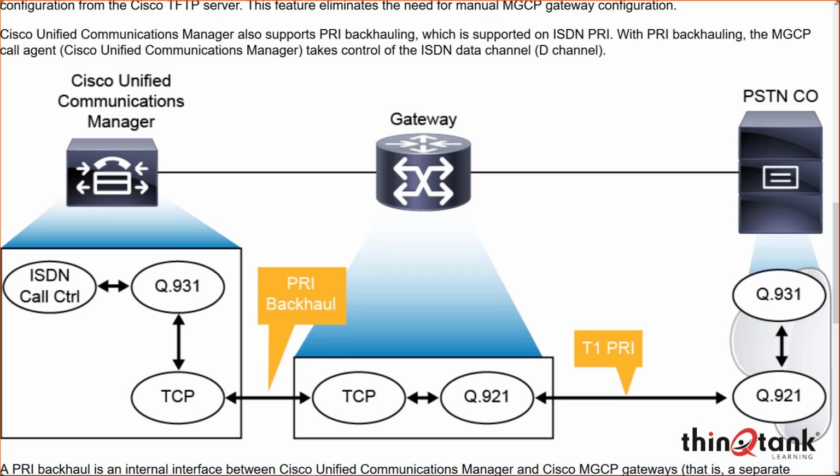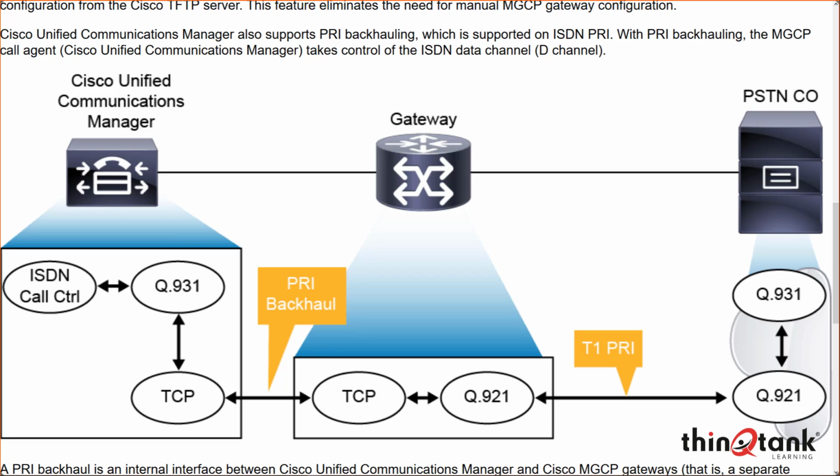Now if you look at the diagram, it's actually pretty self-explanatory. Q921 is the ISDN signaling for layer 2. So you have a layer 1 component which clearly can't go back to call manager, and you have a layer 2 component which is establishing the framing of the PRI. The logical control of the PRI is done with Q931. Q931 is really the control of the ISDN circuit.